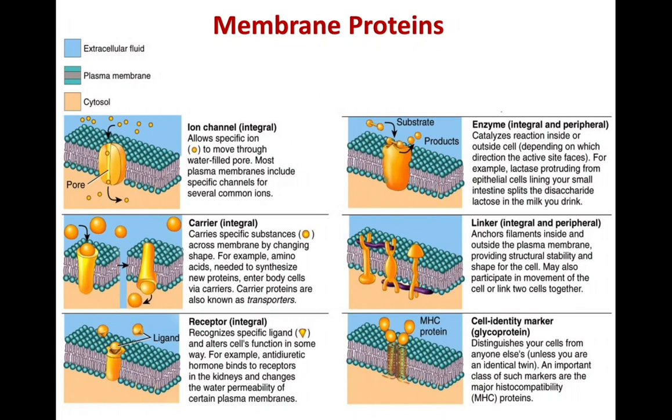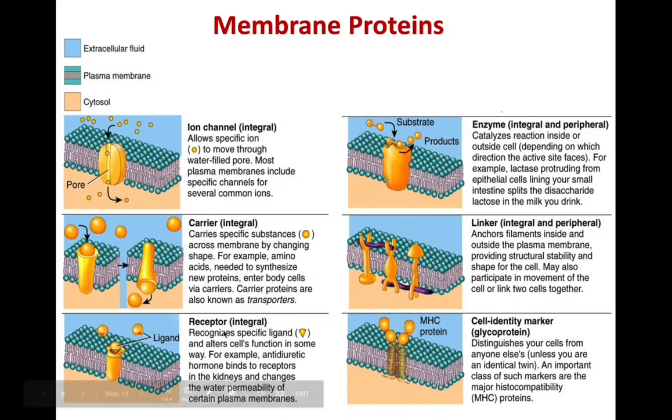Here's some additional pictures of types of membrane proteins. So an ion channel here is an integral protein. It's going to allow some of the specific ions to move through a water-filled pore. A carrier protein here that's an integral protein, it's going to carry a specific substance across. It does this by changing shape. So the carrier proteins are also known as transporters.